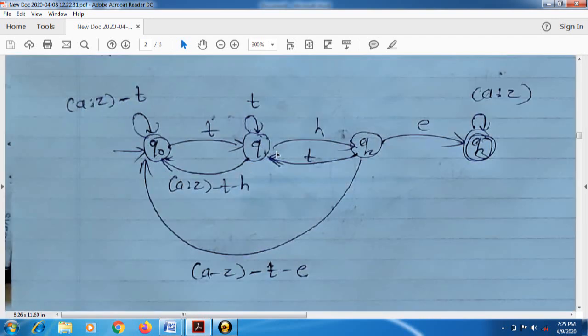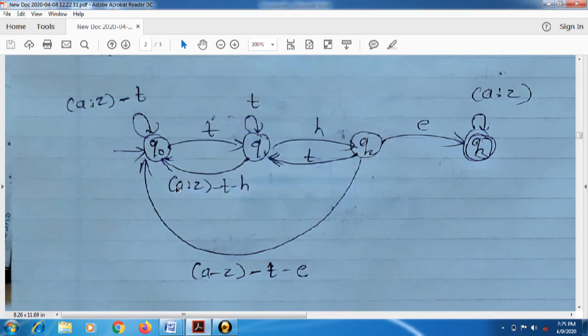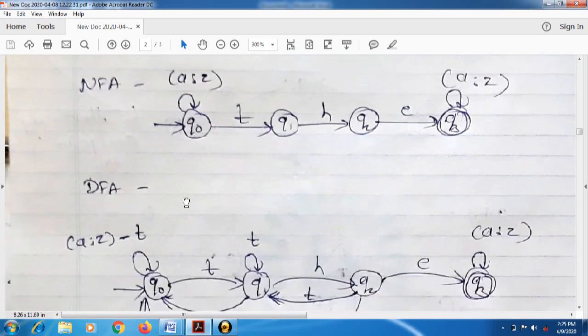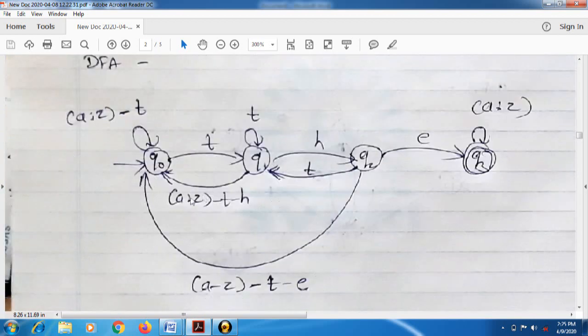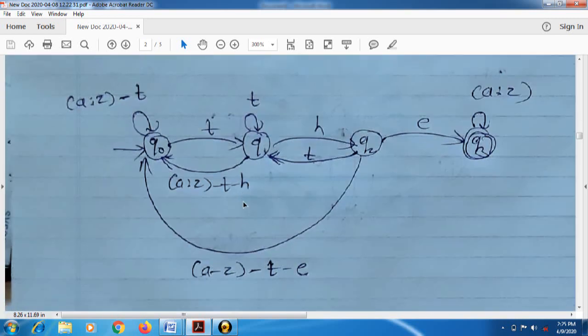Now see here, we have covered T and H for these two states. That's why we have removed T and H through this loop. So we have to take care of these loops, and accordingly draw its DFA. You already know how to convert NFA to DFA with the help of the subset construction algorithm. You can do it, but for this case you need to follow logic only. That's why I have written the DFA and NFA separately.